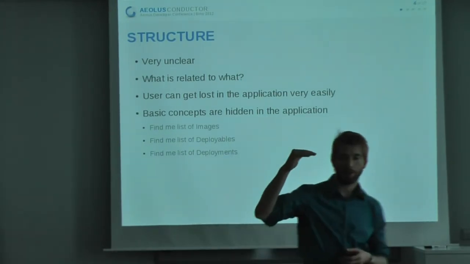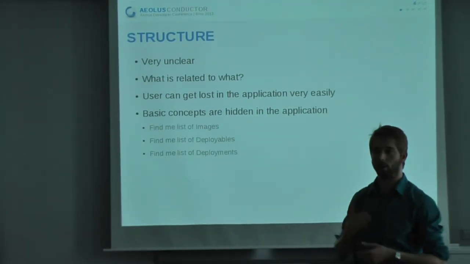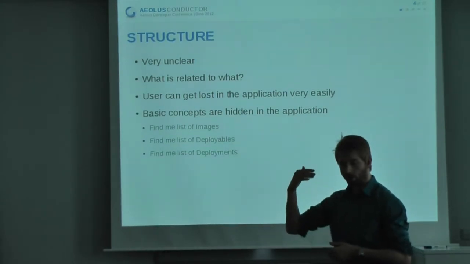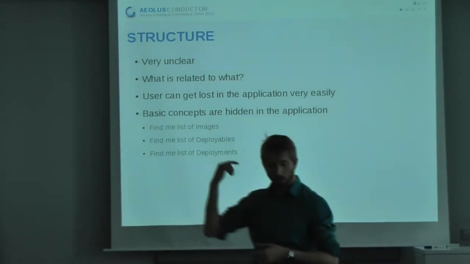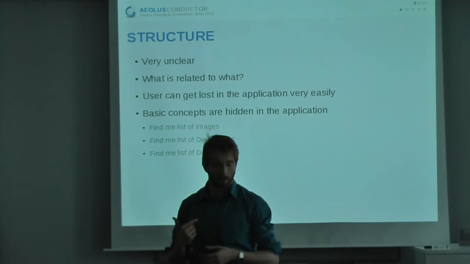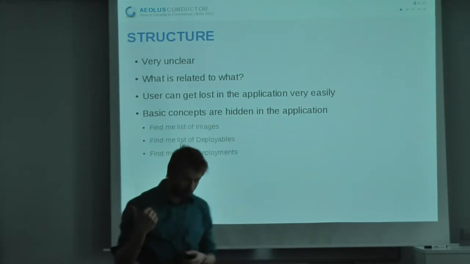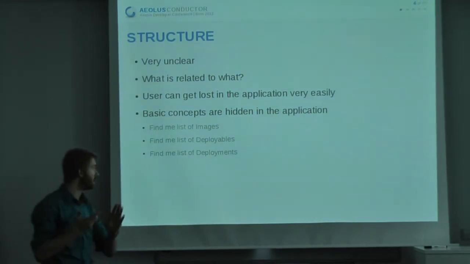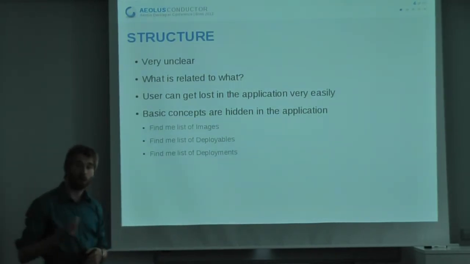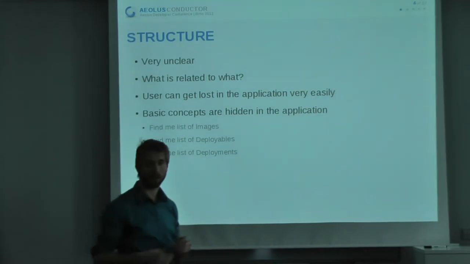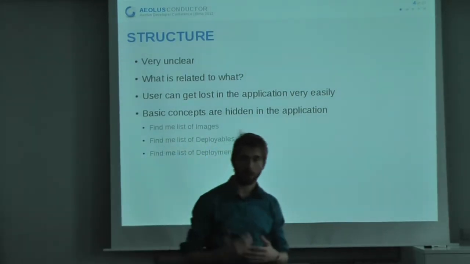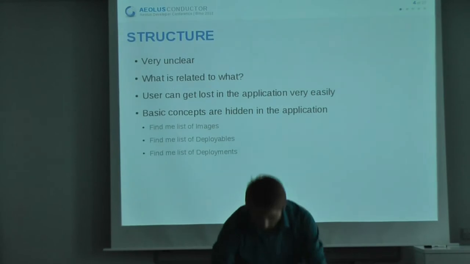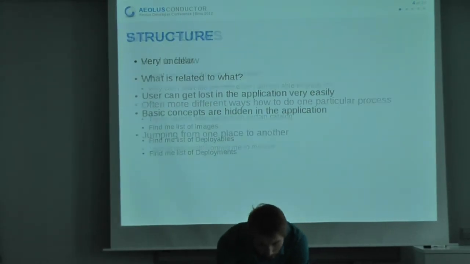For example, we have four-tier layer navigation. When we want to reach deployment management, we have to go through four levels. I had some small notes: find a list of images, deploy levels, and deployments. Each and every one is in a different place, each and every one is on a different number of clicks, and it should be consistent. So this is about the structure.